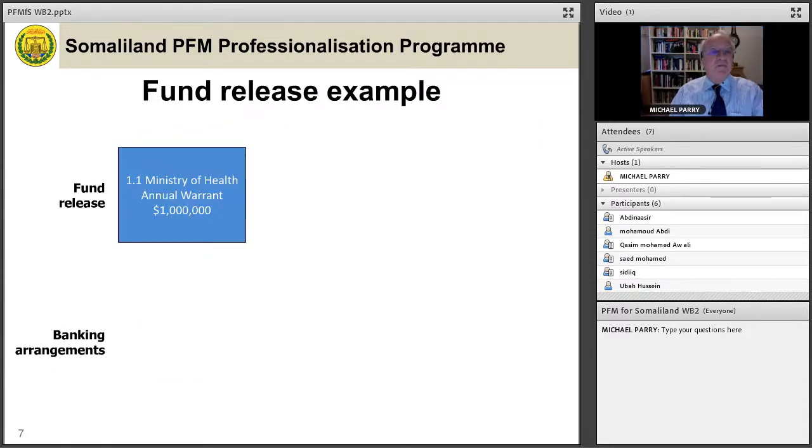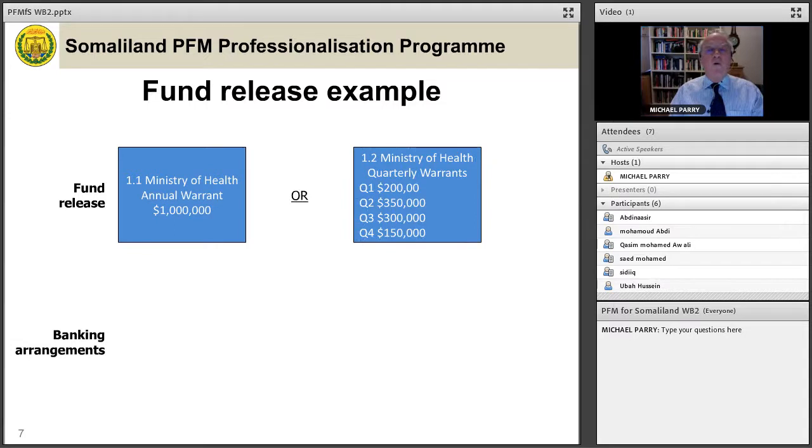Let's look at an example. Supposing the Ministry of Health in Somaliland has an annual budget of $1 million. Under option 1.1, that would be warranted in one tranche. In other words, once the budget was passed, then the Ministry of Health would be able to spend $1 million. Or you could have a series of quarterly warrants. They could be monthly warrants, but most countries would use quarterly warrants. And we've just put some figures up here dividing that $1 million into 4 quarterly warrants.